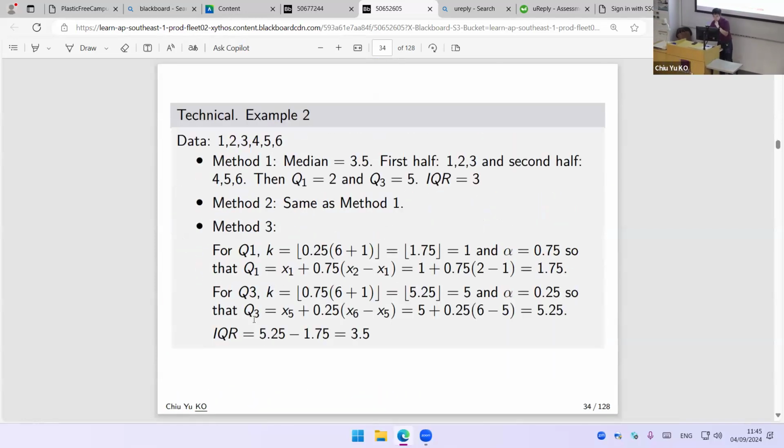Now let me look at 1, 2, 3, 4, 5, 6. Q1: n is 6, n plus 1 is 7, and 7 divided by 4 is 1.75. I want the 1.75th data point. How do you do that? Take the first observation, x1, which is 1, and 1.75 means 75% of the distance between 1 and 2, so 0.75 times the distance between 1 and 2. Q3 will be 0.75 of 7, which is 5.25. So you take 5 and 0.25: x5, the fifth observation, plus a quarter of the distance between 5 and 6. Is that clear?